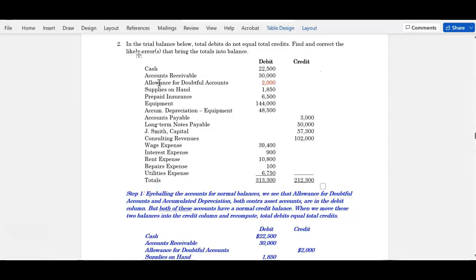And then you keep going down. Supplies on hand is debit. Yes, that's good. Prepaid insurance is debit. Yes. Equipment is debit. Yes.